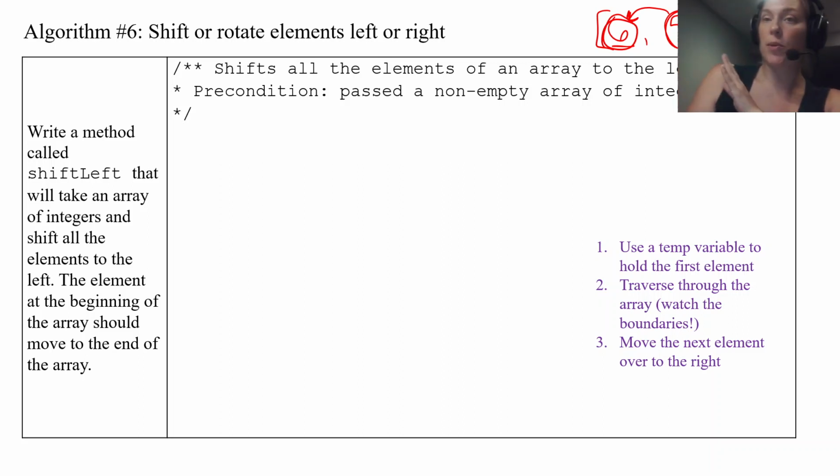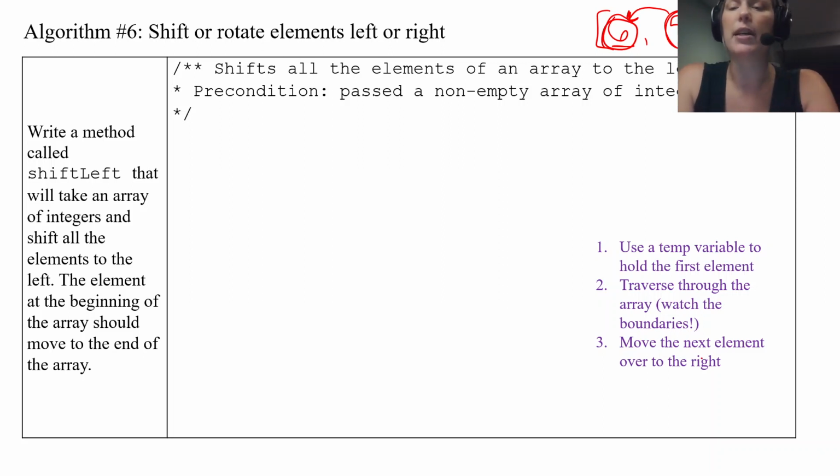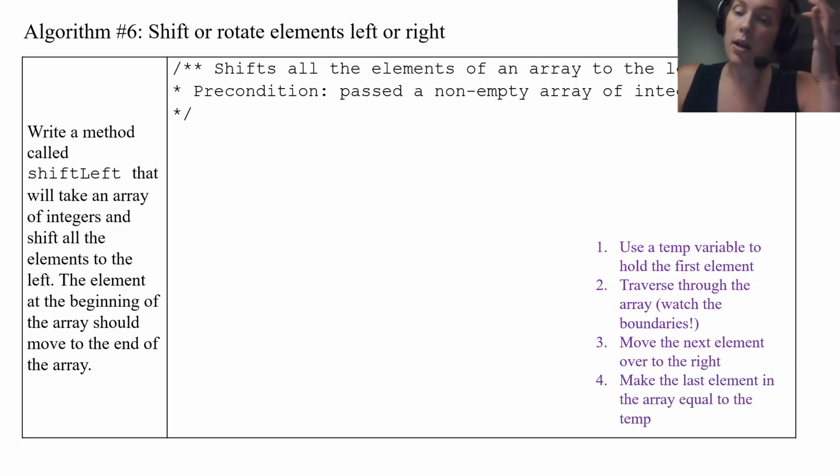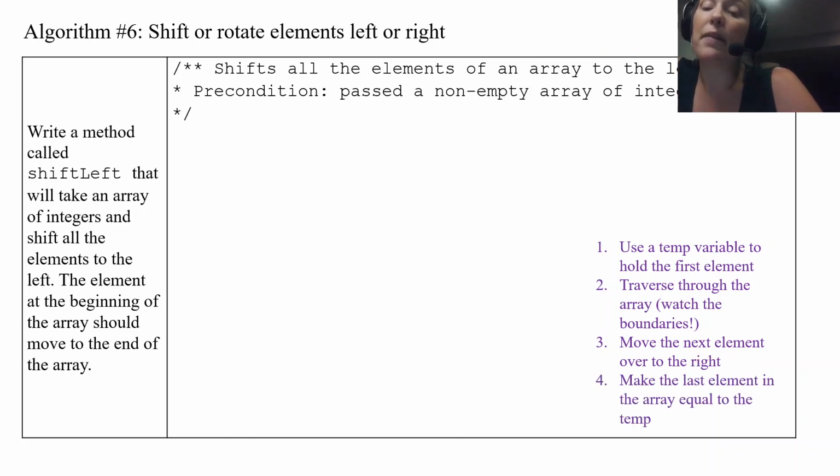Okay, so I'm going to have everything shift over, move the next element over to the left because I'm shifting to the left. And then make the last element of the array equal to the temp. Since I stored that 6 in a temporary variable, that's going to be my last step, is to move it over to the temp one.